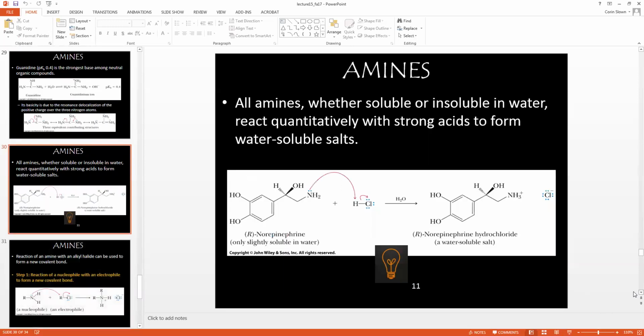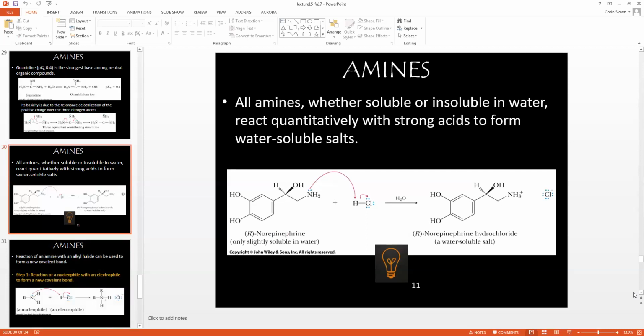Finally, all amines, whether soluble or insoluble in water, are going to react quantitatively with strong acids to form water-soluble salts. So, for example, if I have R-norepinephrine, which is only slightly soluble in water, and I expose it to HCl, it's going to form the hydrochloride salt, which is a water-soluble salt. This is one of the ways that we're actually able to solubilize and absorb chemical compounds that are frequently used as drugs.